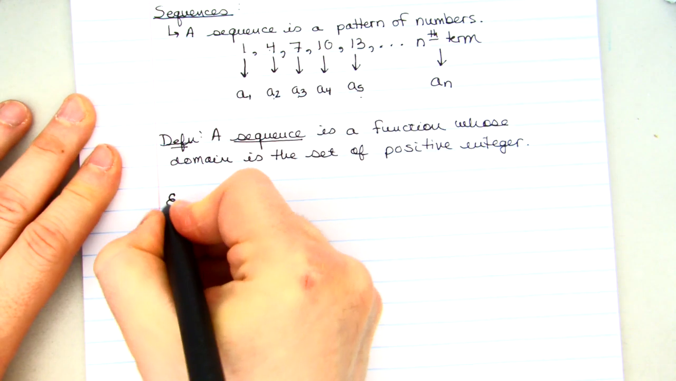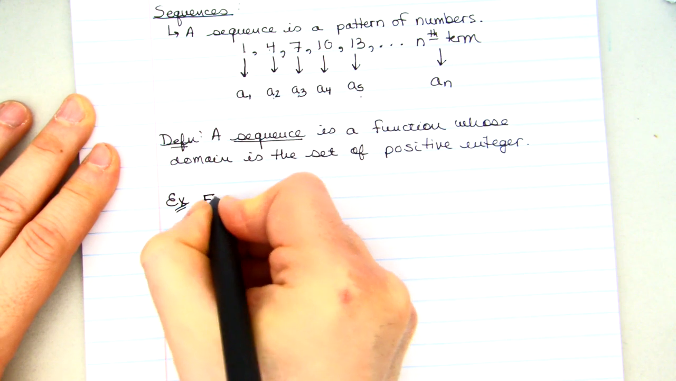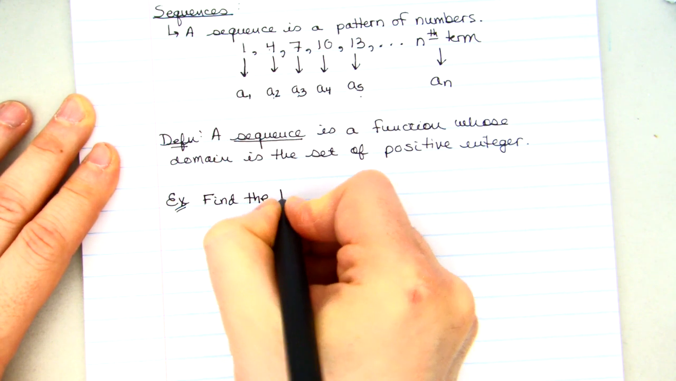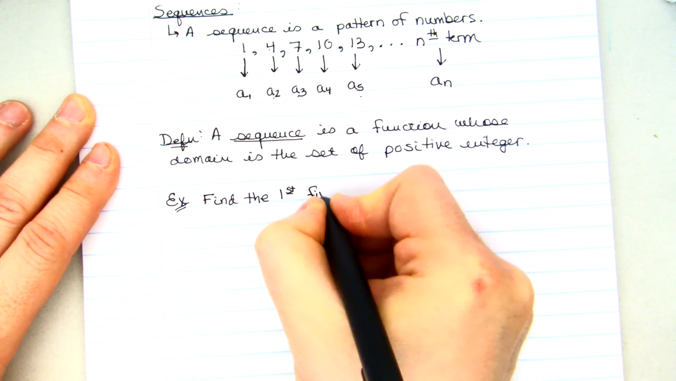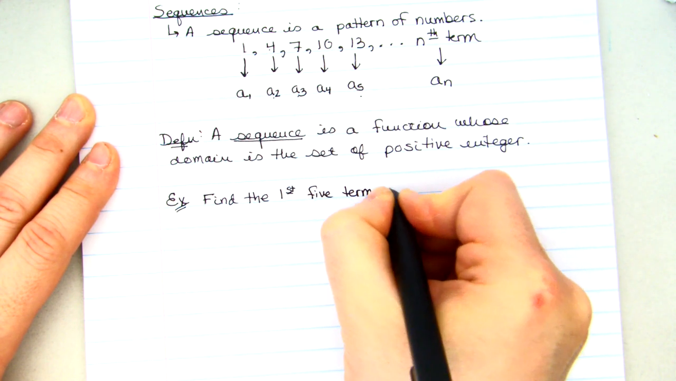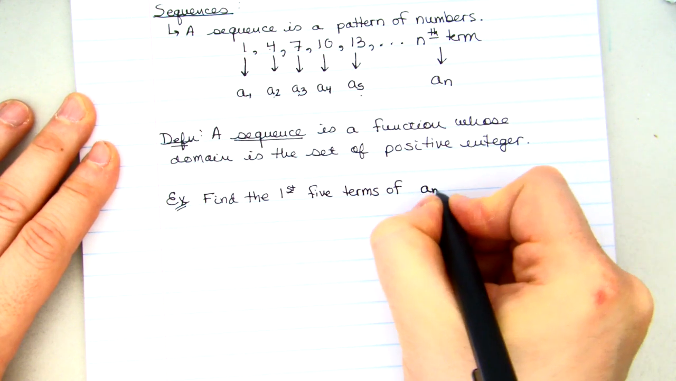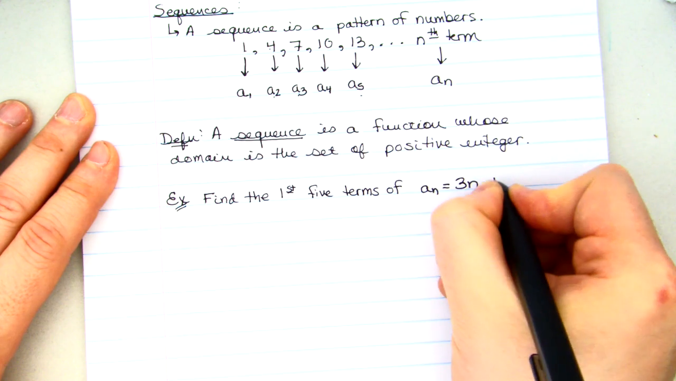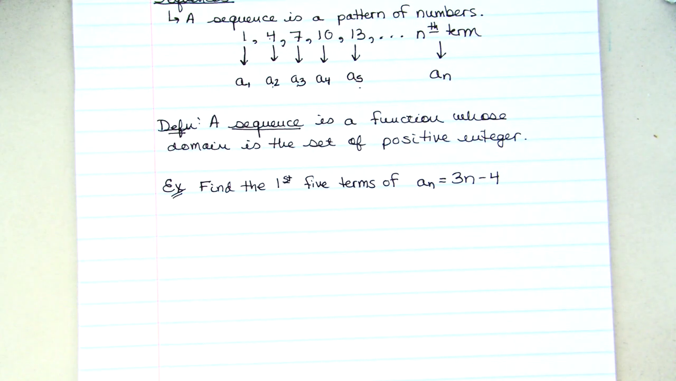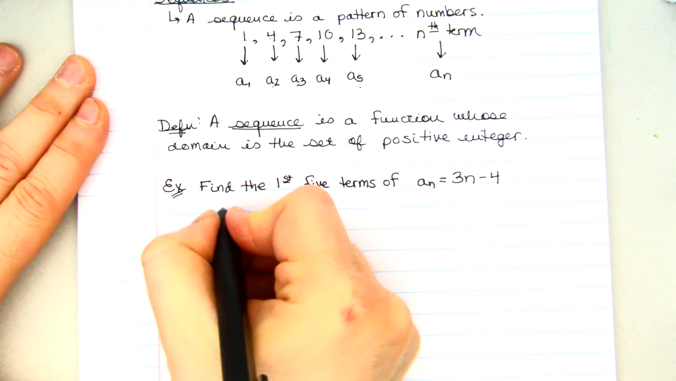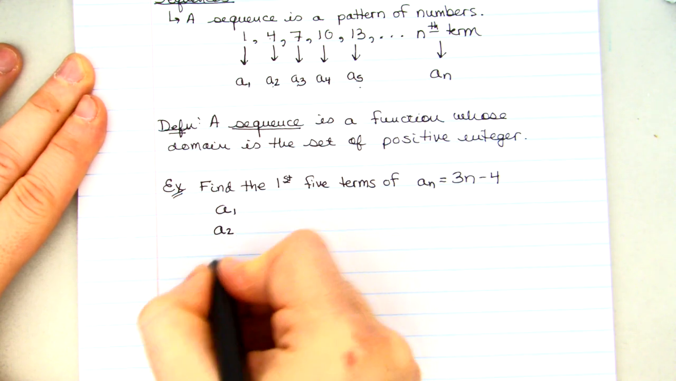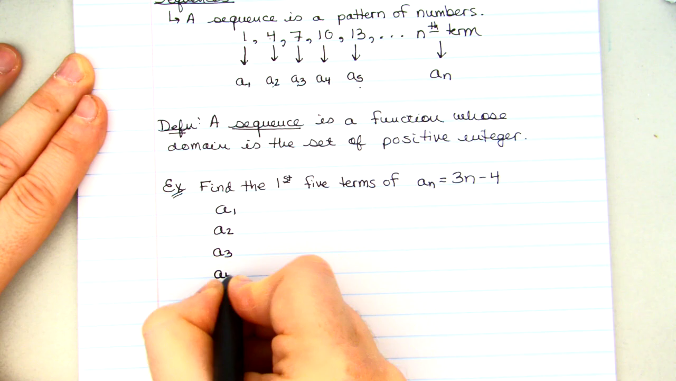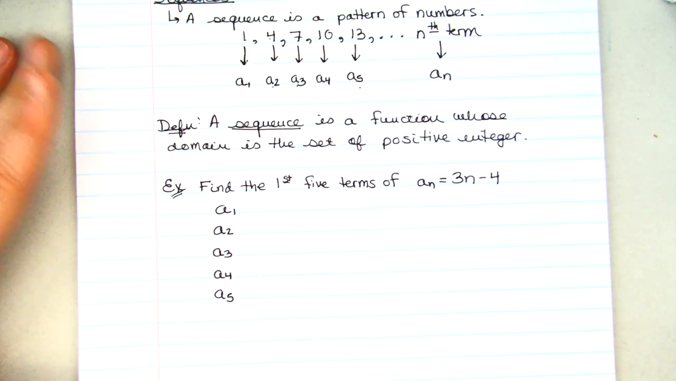Okay, generating sequences. Let's find the first 5 terms of the sequence whose formula is A sub n equals 3n minus 4. Oftentimes, to describe a sequence, you'll be given a formula for that sequence, like this. I want to find the first term, the second term, the third term, the fourth term, the fifth term.